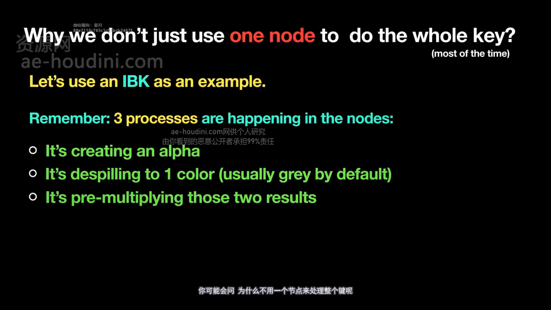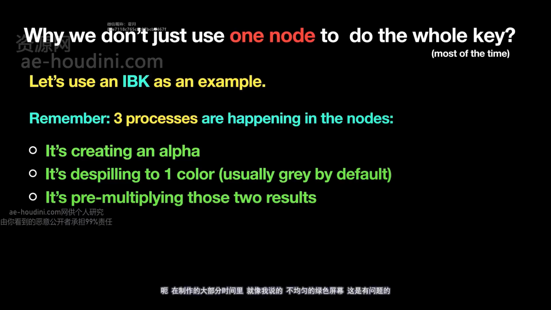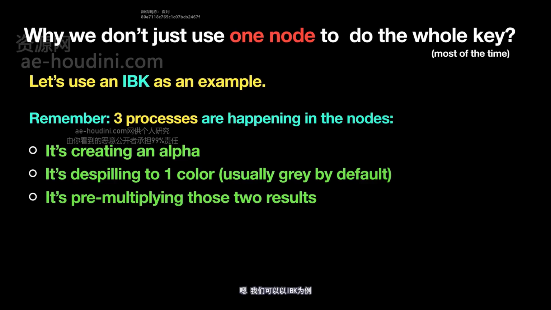And so you might be asking, well, why don't we just use one node to do the whole key? You know, why can't I just use a key light and try to pull a key? And most of the time, that's not going to work. Most of the time in production, you have uneven green screens. You have problems. So we can use an IBK as an example.